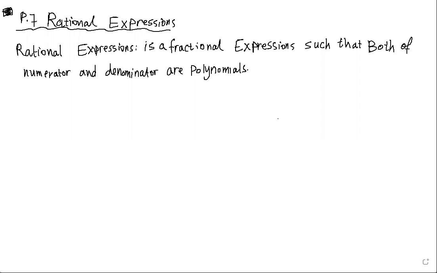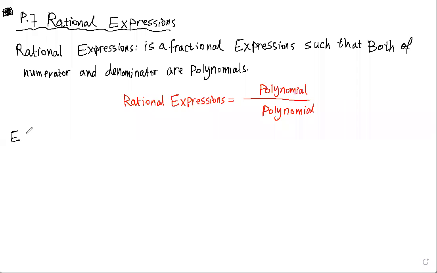What does that mean? So a rational expression looks like this. I have a fraction, here I have a polynomial, and here a polynomial. So let me give you examples and you have to tell me which of them are rational expressions and which are not rational expressions.